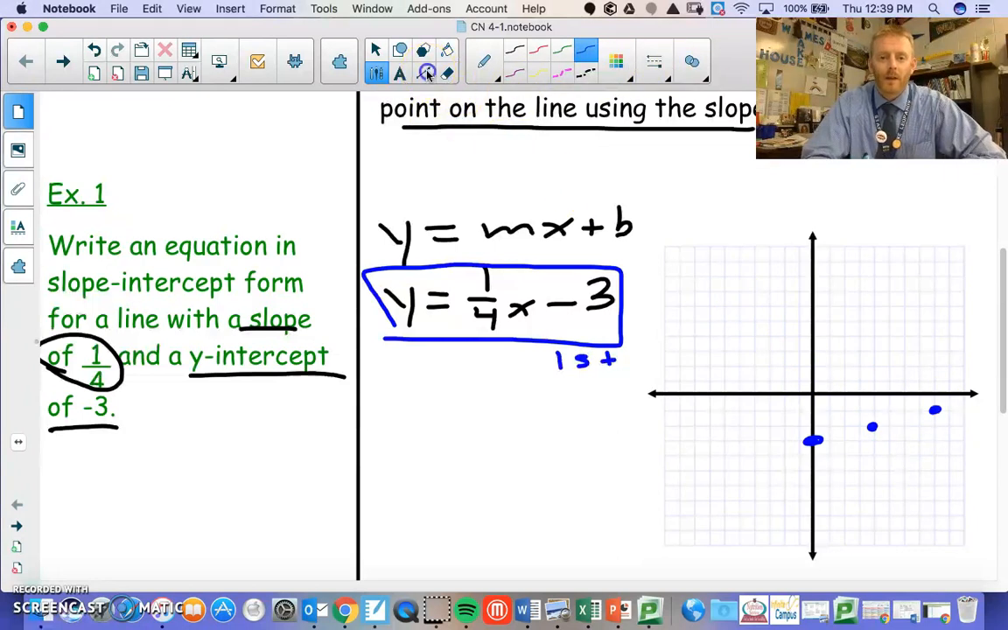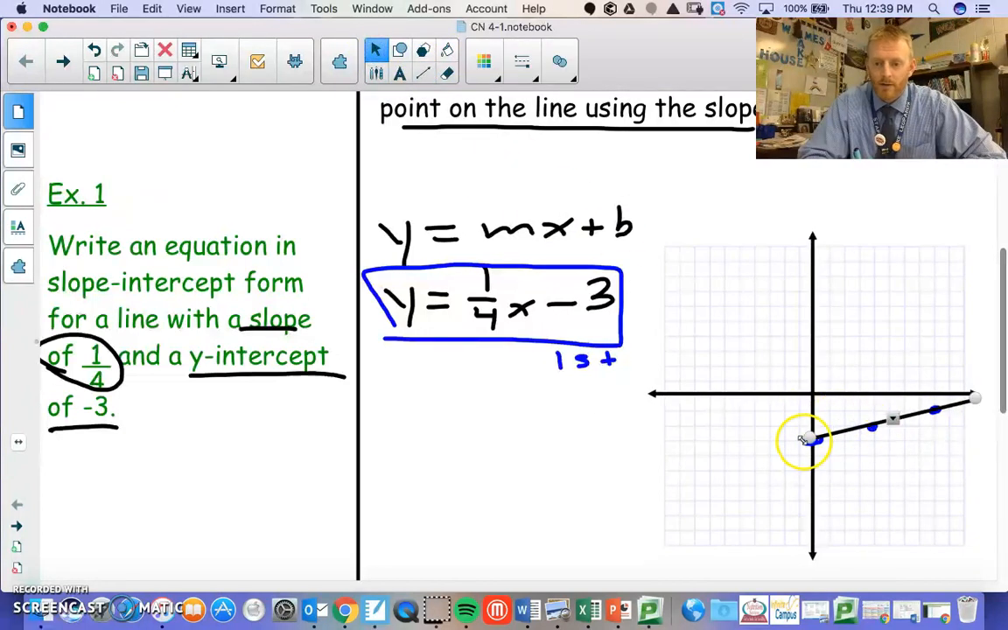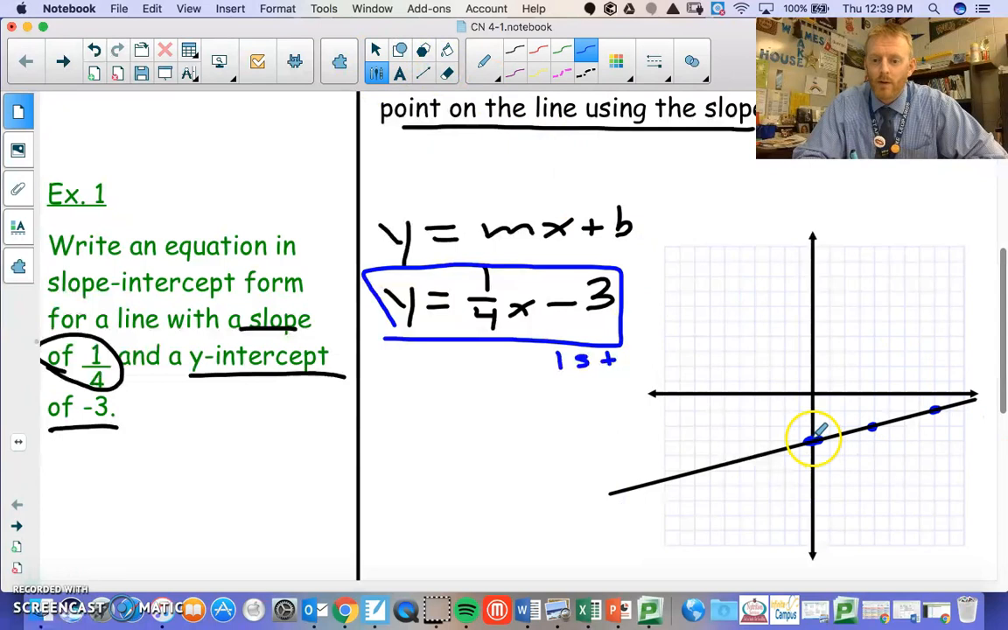Now, I would love you to make your lines go all the way through the graph. That way we know we're doing things correctly. But for a matter of time here, I'm just going to do this with my tech. You'll notice that there's another point along this line that's the exact opposite of up 1, right 4. It's down 1, left 4. It's on the line again. So those are the points that we should be able to see from our pattern here.